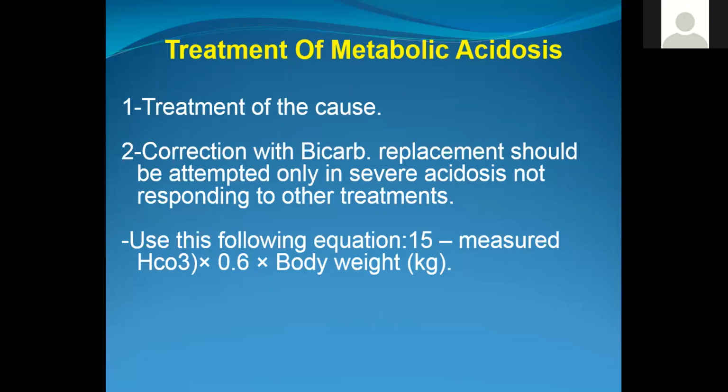Correction with bicarb has limited indication, limited only to severe acidosis, which is intractable, could not be corrected even with all measures to correct by treating the cause, giving the fluids, or giving inotropes, correction of the shock. If you have severe acidosis, your pH is below 7, your bicarb is below 15, that time we can give bicarb. We have this equation to calculate the bicarb deficit that you can give to correct your bicarb to reach only 15 milliequivalent per liter. I don't want to target more than 15.